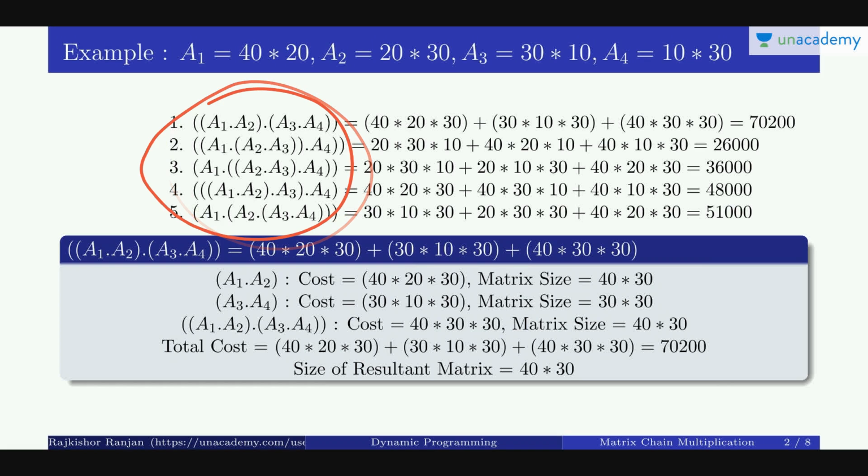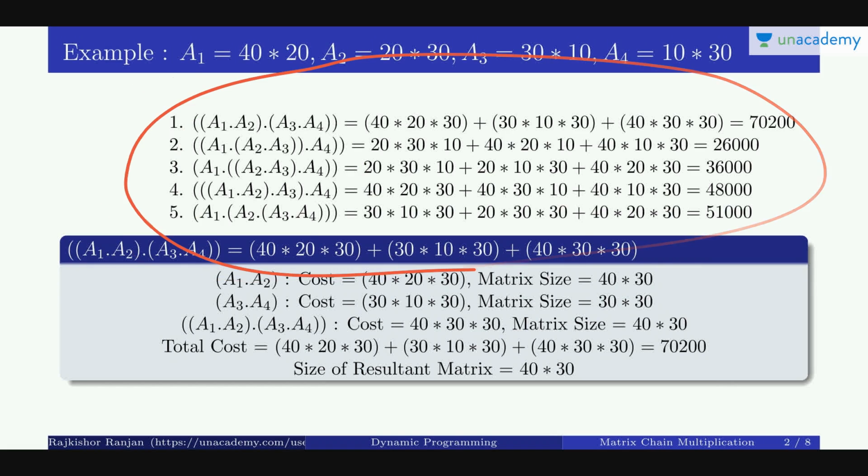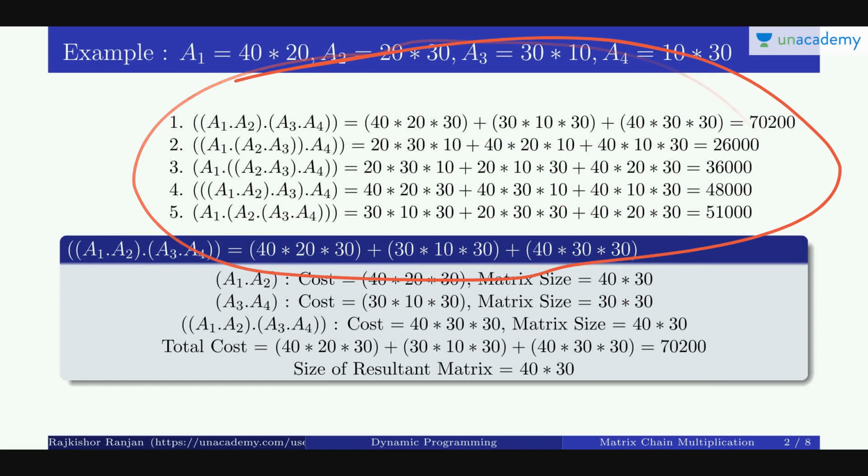That means we are generating all the configurations for the multiplication of a1, a2, a3, a4, and finding the minimum cost of each configuration. And after finding the minimum cost of each configuration, we take the minimum multiplication cost among them.